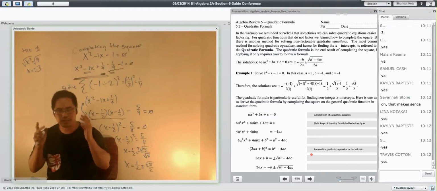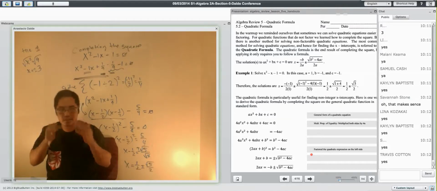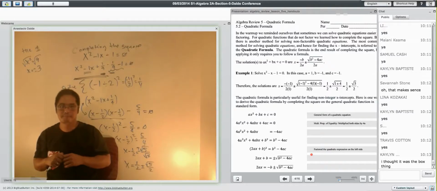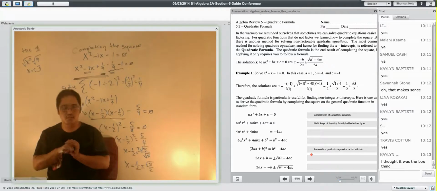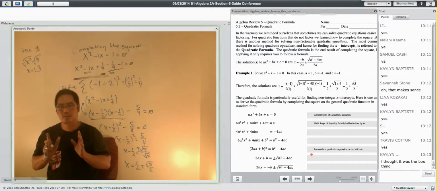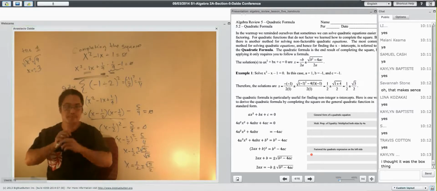I'm just disappointed in the scenario where I'm teaching you guys Algebra 2 without you knowing all the things from Algebra 1. You thought it was the box thing. What are you talking about, the box thing? I'm not even sure what you're talking about. I only have 15 minutes, and I really want to get through the quadratic equation. So, take a picture of this now.